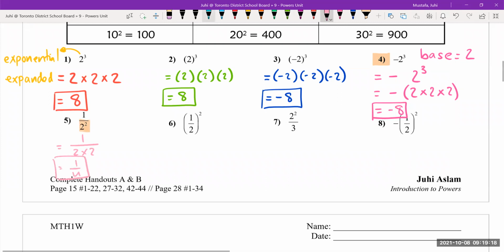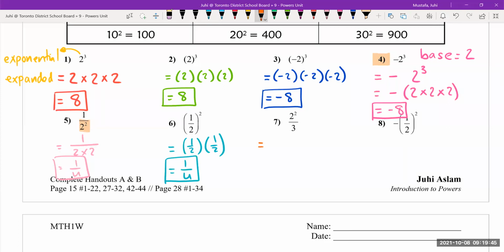How about question number 6? How would you write that in expanded form? Maybe someone I haven't heard from yet. Nicole? Yep, it would be 1/2 times 1/2. And Nicole, what's the answer for that? So yeah, good job. 1/4 is the final answer.